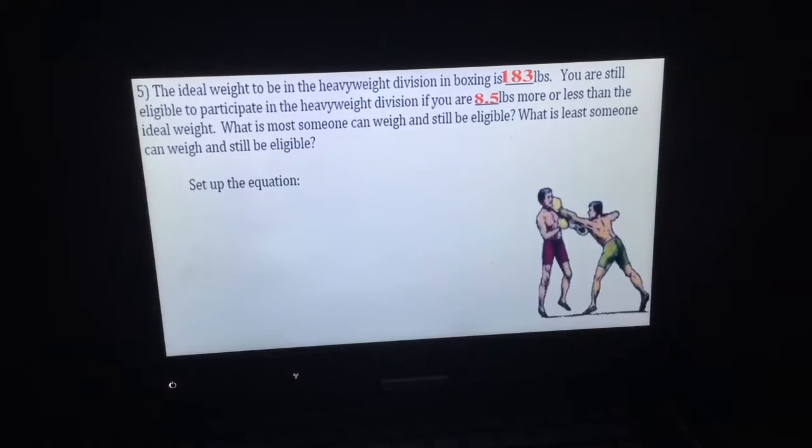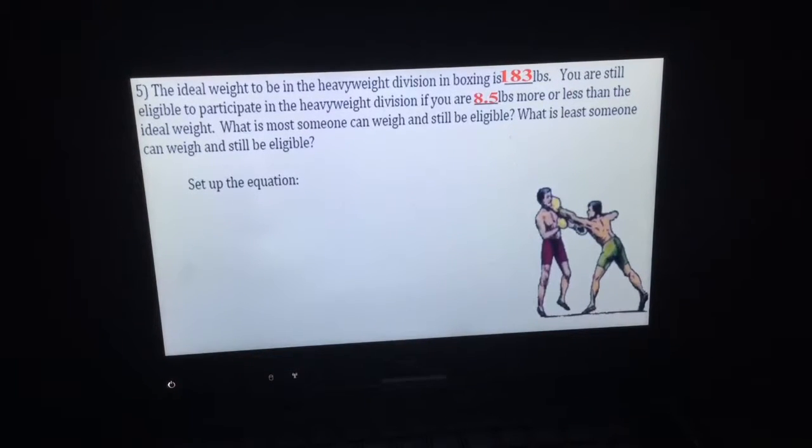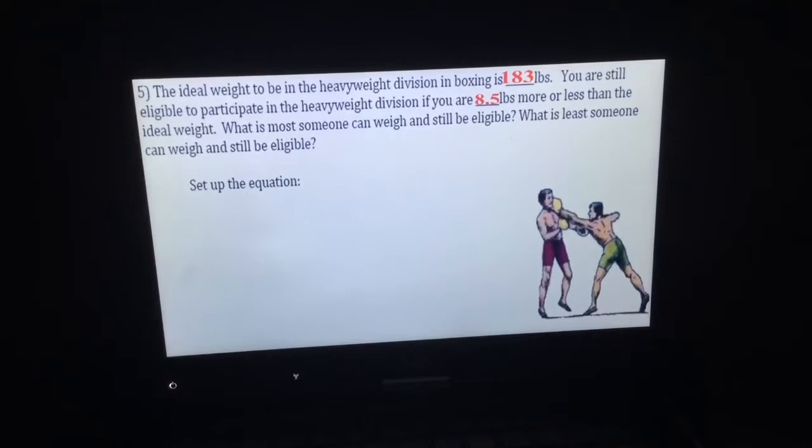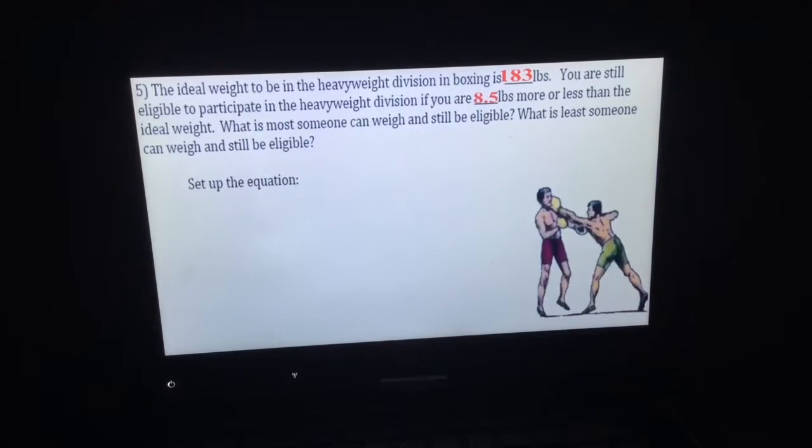All right, so in this problem it says the ideal weight to be in the heavyweight division in boxing is 183 pounds. You are still eligible to participate in the heavyweight division if you are 8.5 pounds more or less than the ideal weight. What is the most someone can weigh to be eligible? What is the least someone can weigh to be eligible?